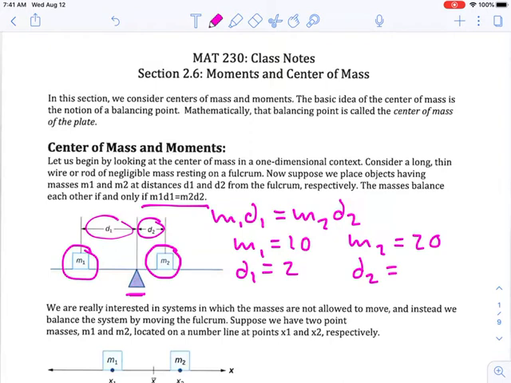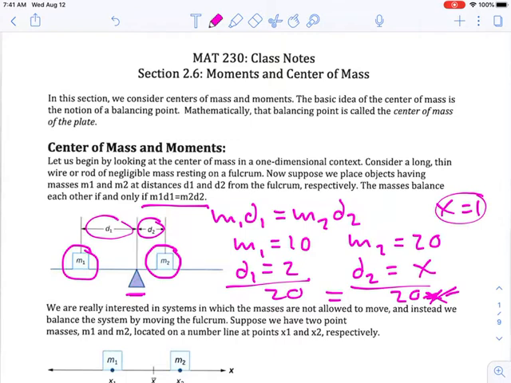Well, mass 1 times distance 1 is 20. And so if we call distance 2 x, then we have 20x. Dividing both sides by 20, if we set them equal to each other, we get x is equal to 1. All right, so basically we just created a little equation, m1 times d1 equals m2 times d2, and solved it for distance 2.